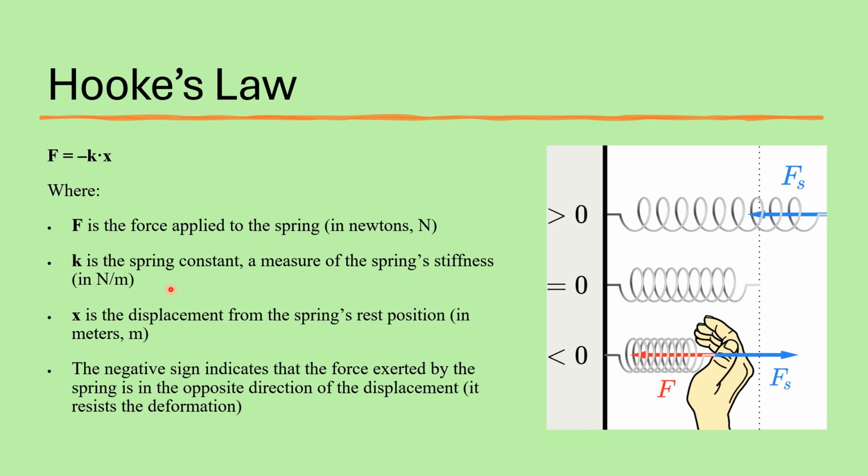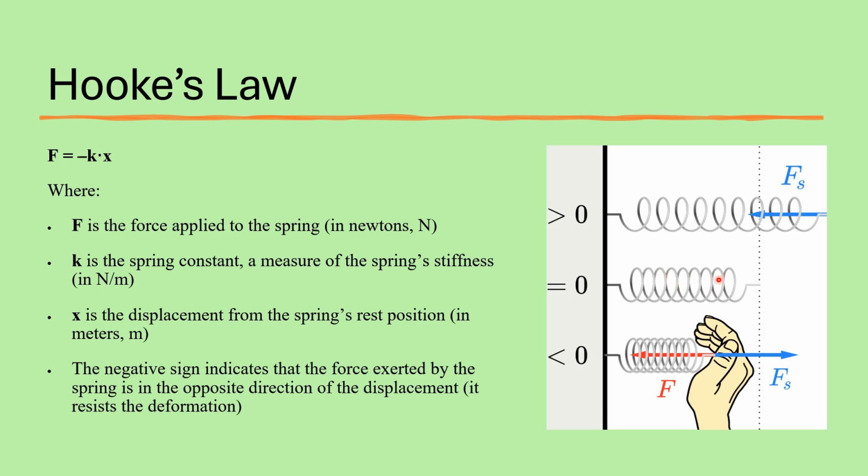It measures the spring stiffness, and that's in newtons per meter. That's going to be the units of that constant. And x is the displacement of the spring from its rest position, and this is going to be in meters. Now the negative sign indicates that the force exerted by the spring is opposite the direction of the displacement. It resists deformation. So in other words, when we pull on a spring, trying to extend it, the force back on the spring tries to move it back towards the equilibrium position.